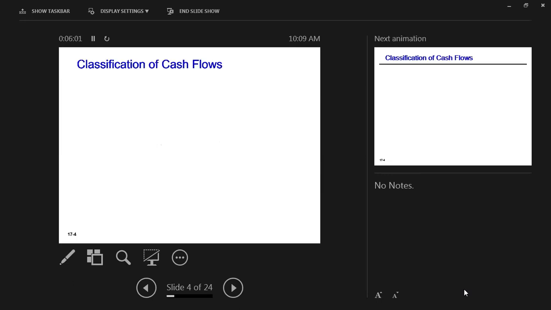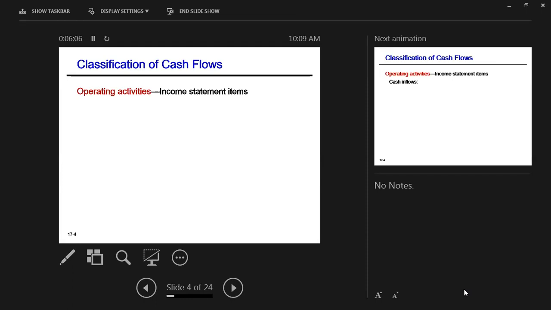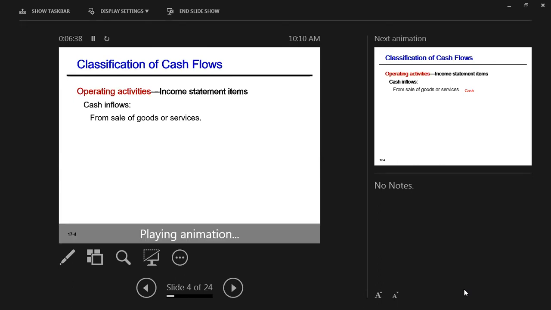Now, let's see in detail the operating activities. Operating activities are the income statement items, and who are the income statement items? Revenues and expenses. Now let's see cash inflow. First example about cash inflow: you sell your goods or you sell your service. And when you sell your goods and your service, you have to make sure that they are related with cash.